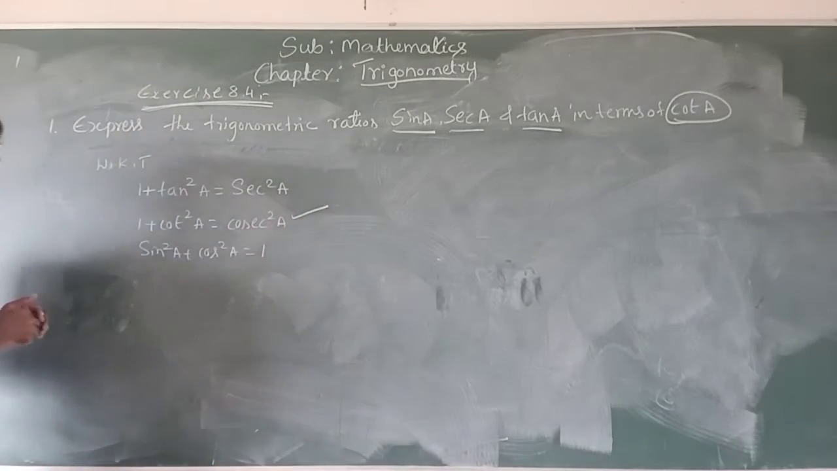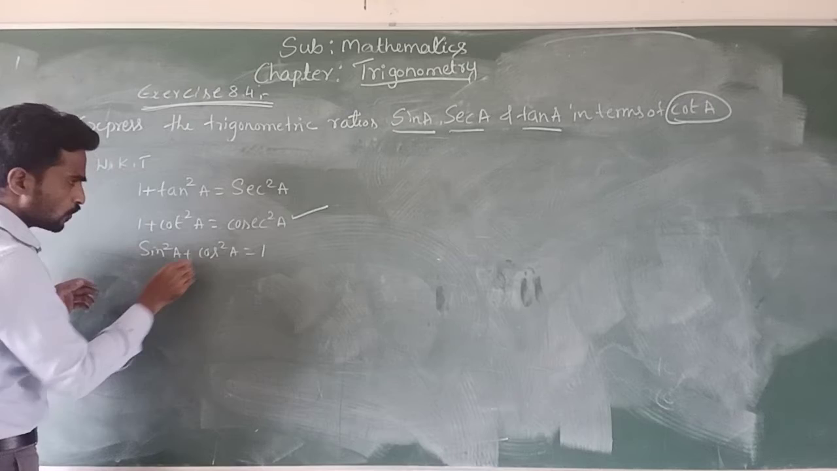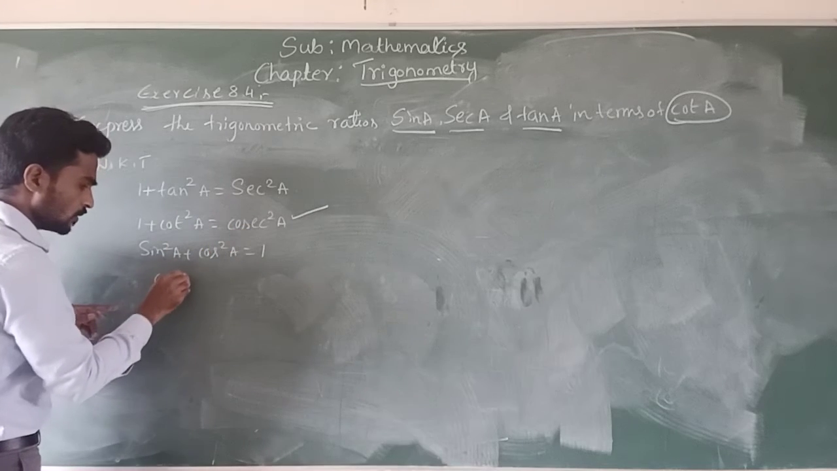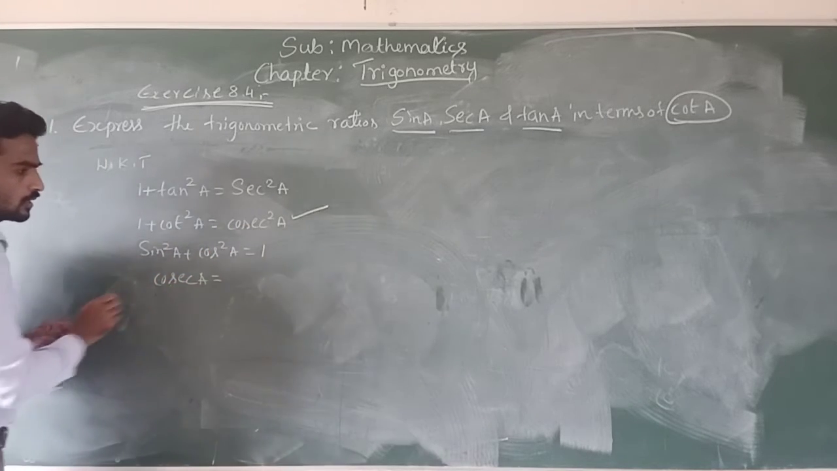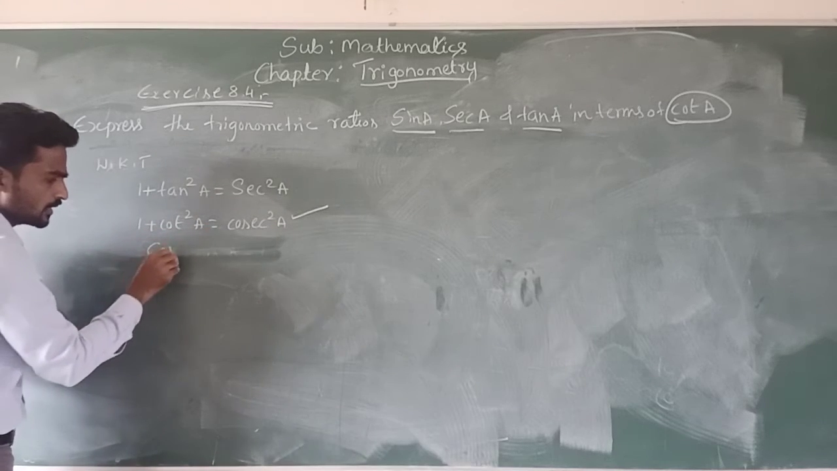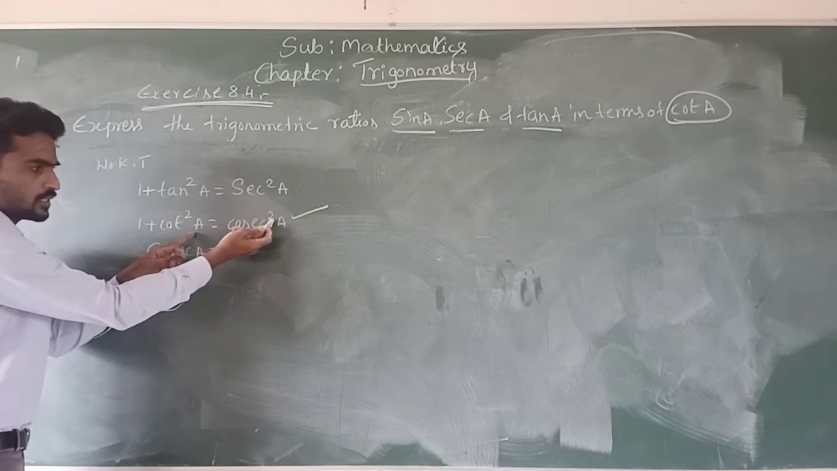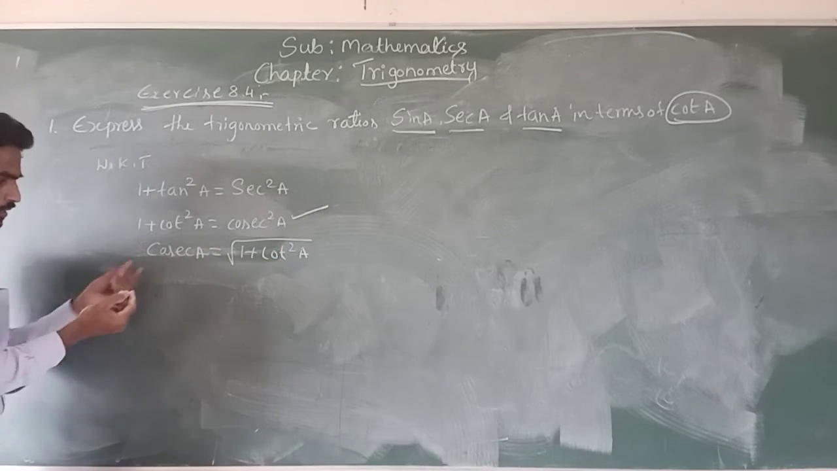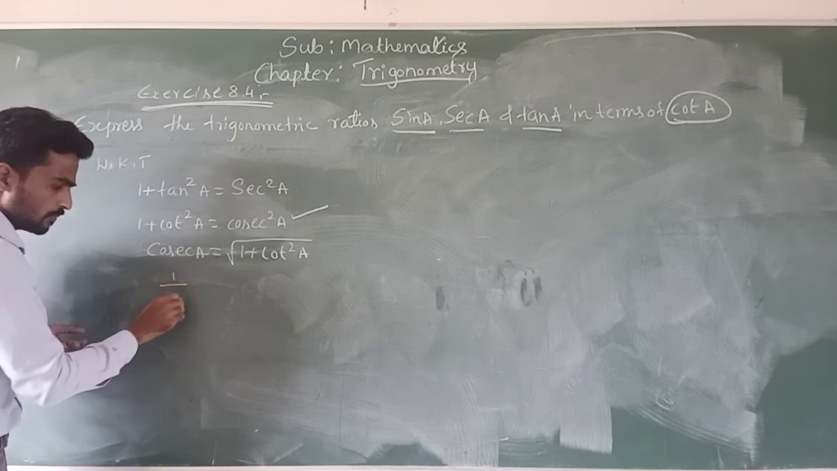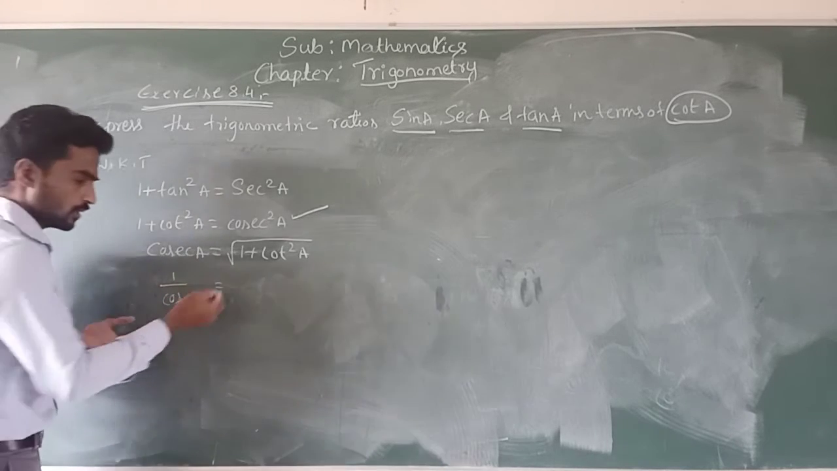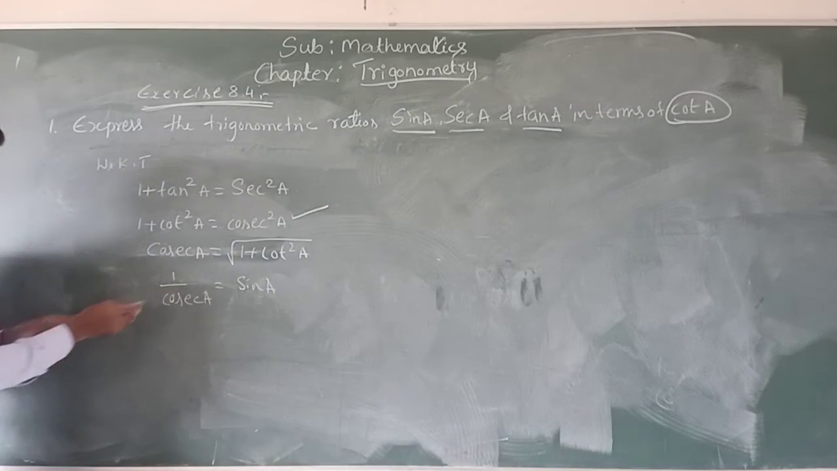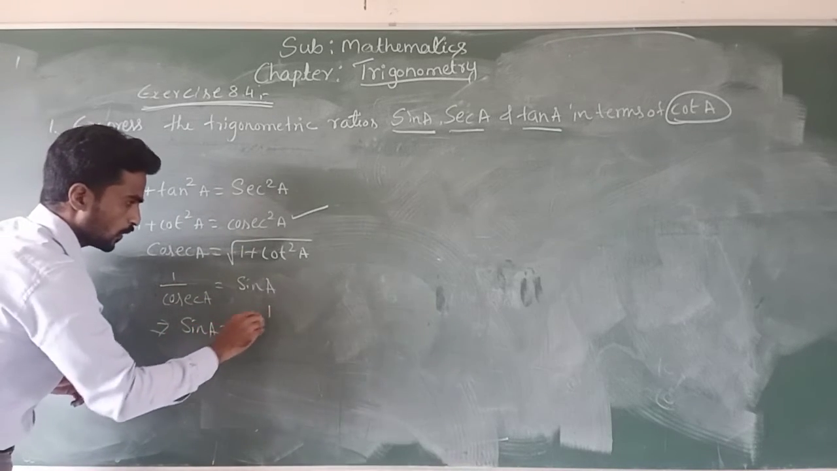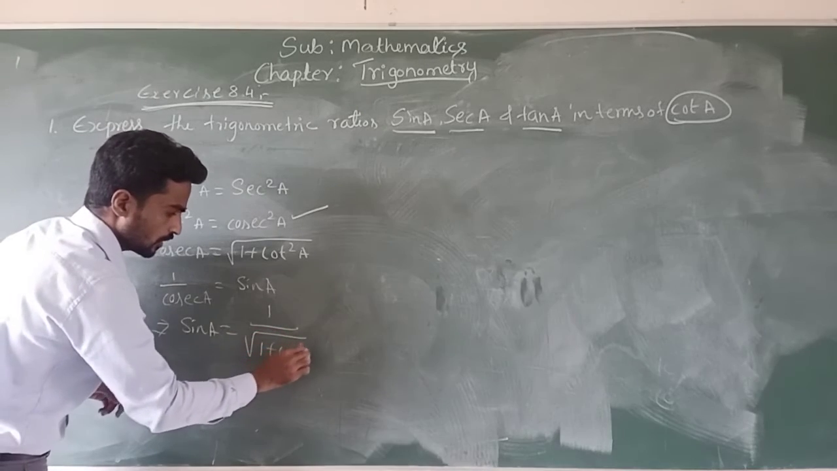First, consider this identity. Here cosecant square A is equal to 1 plus cot square A. Then cosecant A is equal to, the square goes to the other side, square root of 1 plus cot square A. We already know that 1 divided by cosecant A is equal to sin A. Substituting the value of cosecant A, sin A is equal to 1 divided by square root of 1 plus cot square A.